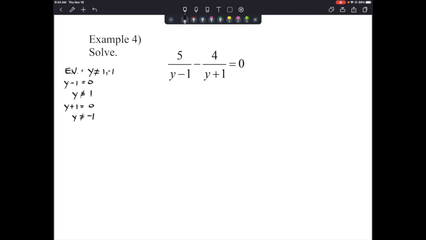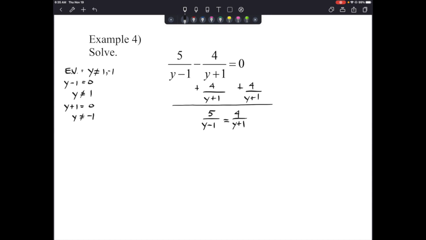Now, when you see this one, I like to make this one a little bit easier because we have 5 over y minus 1 minus a 4 over y plus 1 equals 0. Okay, so I have a fraction minus a fraction equals 0. I like to move one of my fractions to the other side to create a proportion. So now what I have here is 5 over y minus 1 equals 4 over y plus 1.